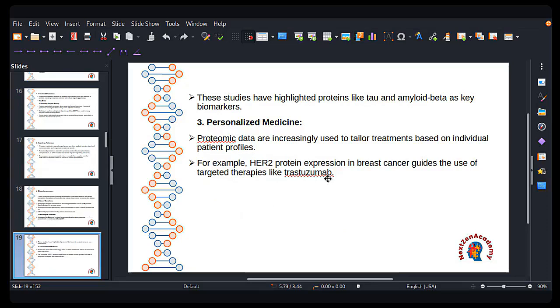What do you understand by personalized medicine? We use these terms many times, right? Right or wrong? Personalized medicine is a key application in the field of bioinformatics. Nobody is responding. Why?